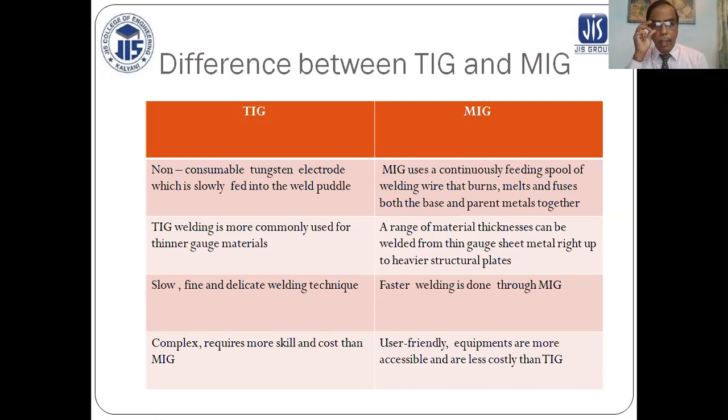TIG is a slow and delicate welding technique. Faster welding is done through MIG. TIG is complex, requires more skill, and is costlier than MIG. MIG welding is faster and productivity is higher. MIG is user friendly, and the equipment is more accessible and less costly than TIG.